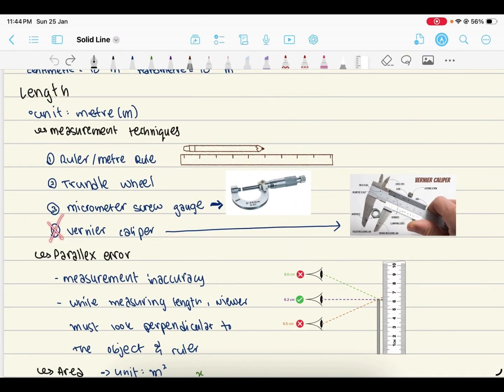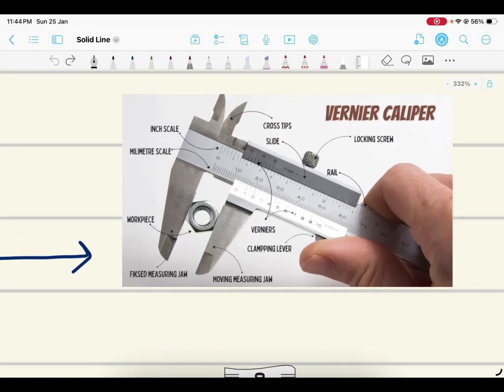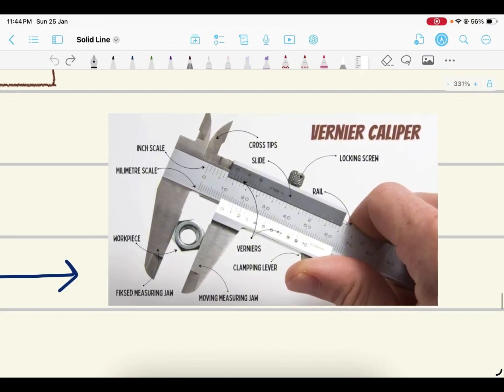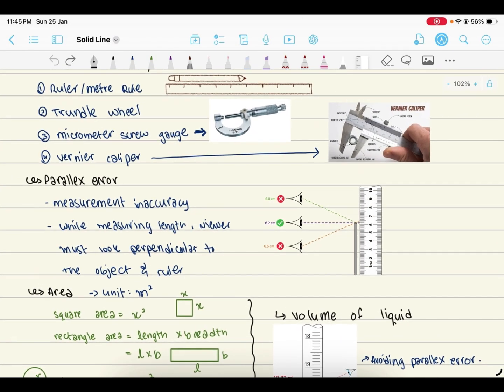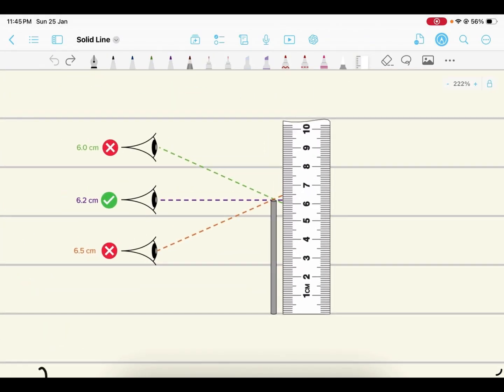And same for vernier caliper, it's not in our syllabus, so no need to know details. But this can measure the inner and outer dimensions of different linear dimensions of different stuff, like even a ball, etc. So this can measure the outer dimensions. This can measure the inner dimension. So you can put this over here and measure it like this. You get what I mean? Okay, done. Next, parallax error. It is a measurement inaccuracy which happens if you don't look perpendicular to this. So if you are looking at different angles, you can misread it. You see? That's why it's very important to always, while taking any measurement, look perpendicular to the ruler, etc.